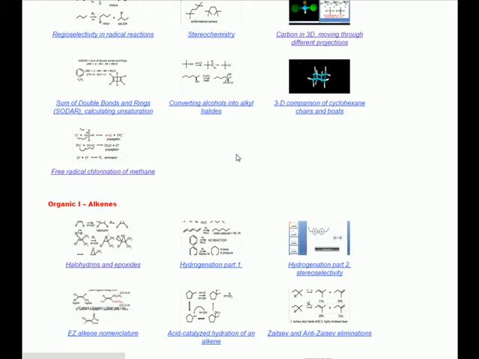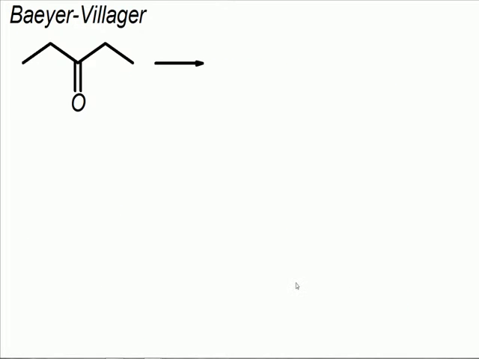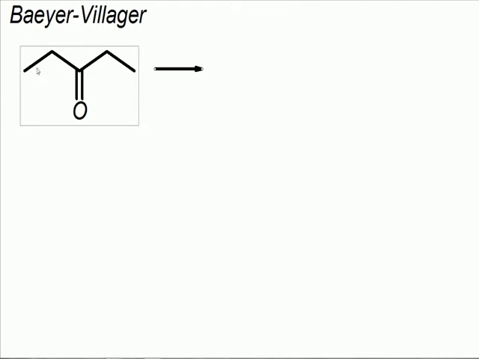And now, on to our video. In this video, we're going to talk about the Baeyer-Villiger reaction, which is sometimes called the Baeyer-Villiger oxidation or the Baeyer-Villiger rearrangement. So let's start with an easy example of it. Here I have, what is this here? This is 3-pentanone.